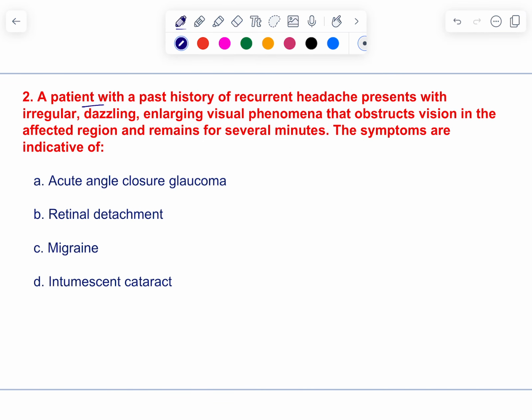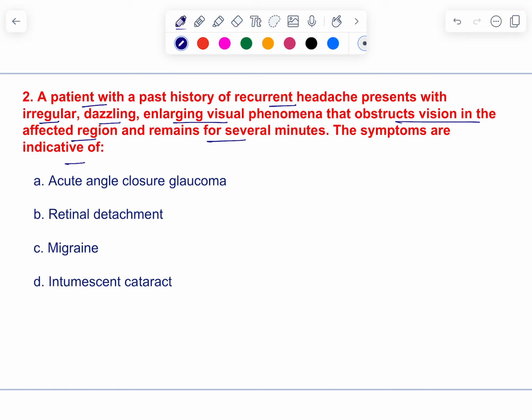So if you see the second question, a patient with a past history of recurrent headache presents with irregular, dazzling, enlarging visual phenomena that obstructs the vision in the affected region and remains for several minutes. The symptoms are indicative of... So what is there? Recurrent headache is there. Dazzling, enlarging visual phenomena that is obstructing the vision, and that is there for almost several minutes. What is this suggestive of?